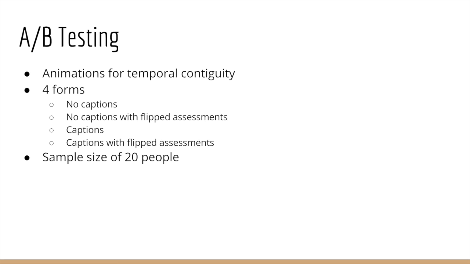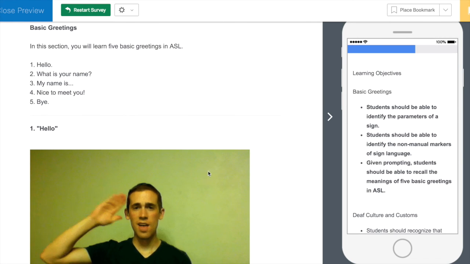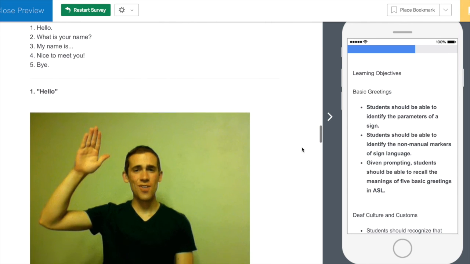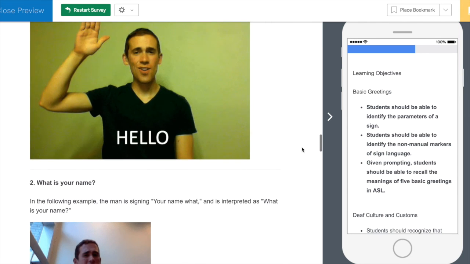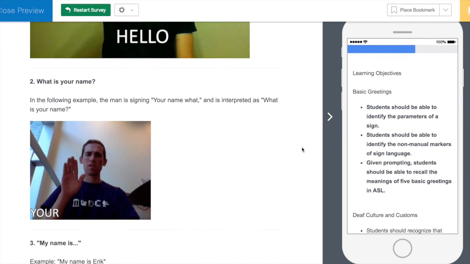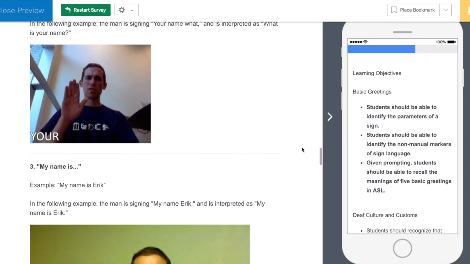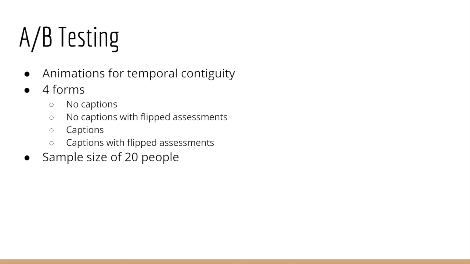In our A-B testing, we used four different forms: an A-group form, the A-form with flipped assessments, a B-group form, and the B-group with flipped assessments. For group A, we gave students the instruction that contained animations without captions. For our B-group, we gave students instruction that included captions in the animations. We also used random assignment to determine which form to use for user testing, for which we had a sample size of 20.